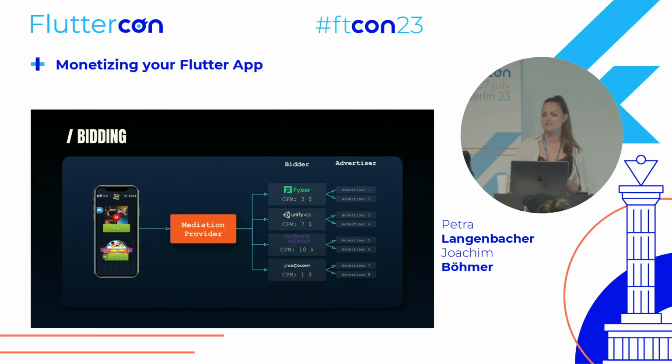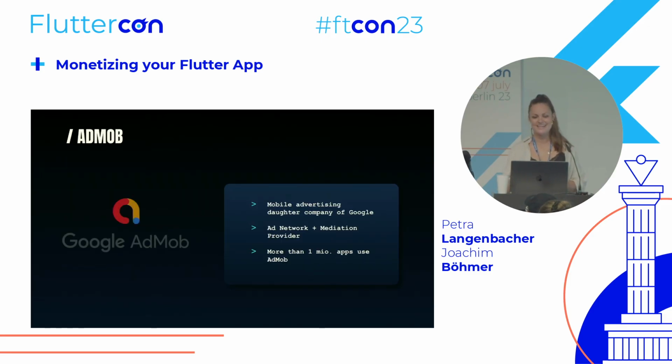In contrast to that, in bidding, several ad networks are requested at the same time, and the highest bid wins. Here you can also see a simplified representation of the bidding process. In this case, the mediation provider would request four ad networks at the same time, and the Facebook Audience Network would get the ad space because it pays the most. Enough about that. Now let's see the basic procedure of using a mediation provider in your app.